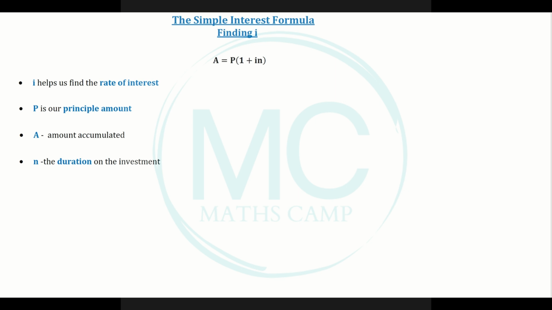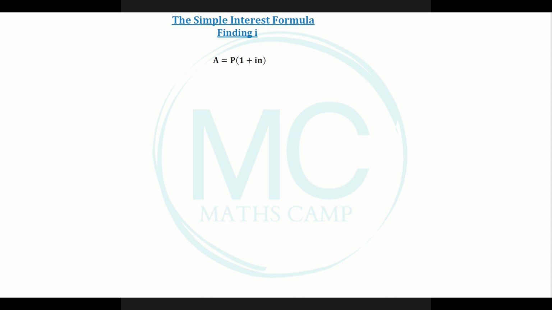To find I, we can rearrange this equation and make I the subject. Let's start by dividing both sides by P. So on the left, we now have A over P, and on the right, we have P multiplied by the bracket 1 plus IN, all over P. Now on the left, we have A over P, and on the right, the P's will cancel out, and we're left with 1 plus IN.